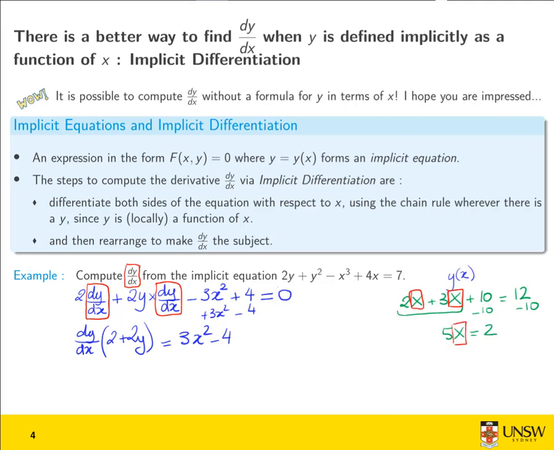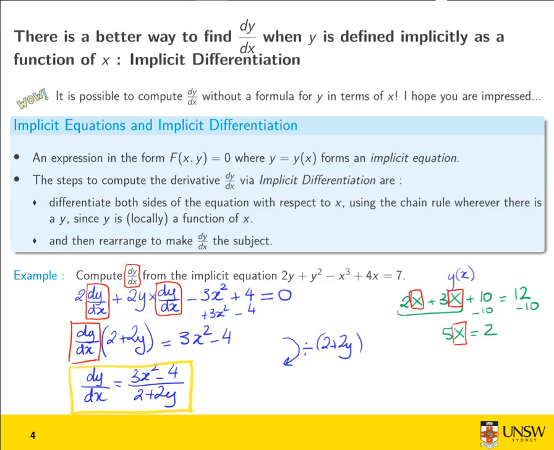If this is what you want to find, so what we want to find is dy dx, in this simple case, you would be dividing by the coefficient of the thing you're trying to find. So we divide both sides by 2 plus 2y. And we get dy dx is equal to 3x squared minus 4 over 2 plus 2y. So, as promised, we've been able to find the derivative of y in terms of x without ever finding the formula that gives y in terms of x, or the formulas, because they could be several.